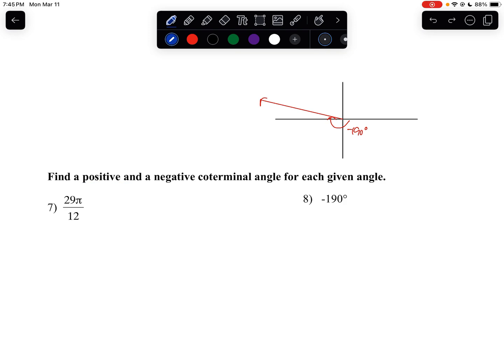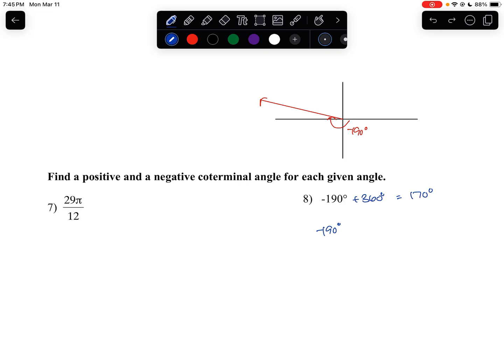If I want a positive coterminal angle that's going to be coterminal with this right here, I'm going to rotate 360 degrees from here. So all I'm going to do is add 360 degrees to negative 190. So negative 190 plus 360, and that's going to give me 170 degrees.